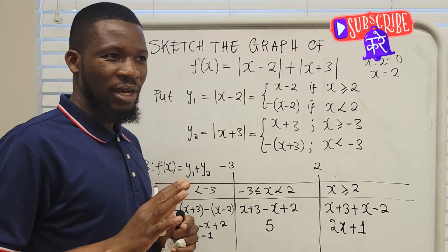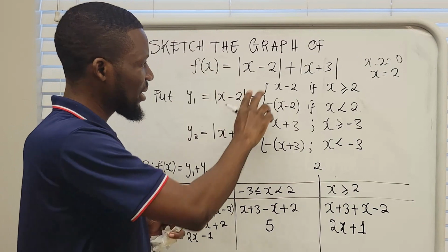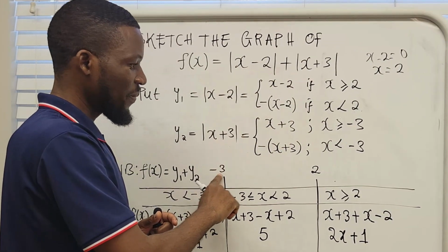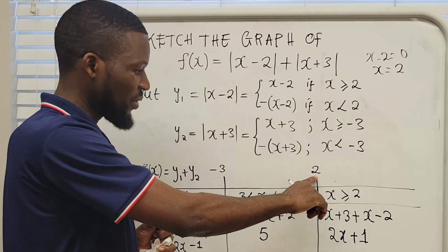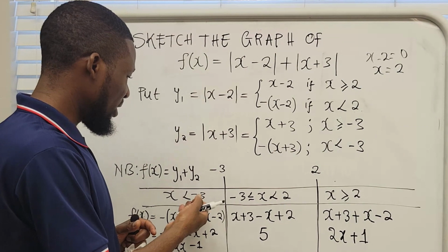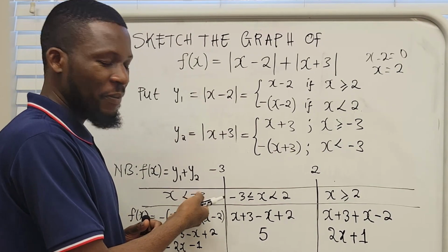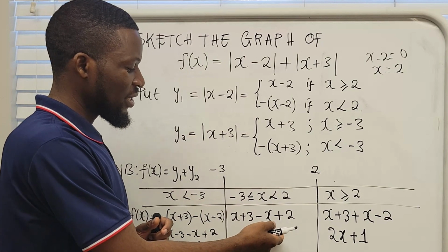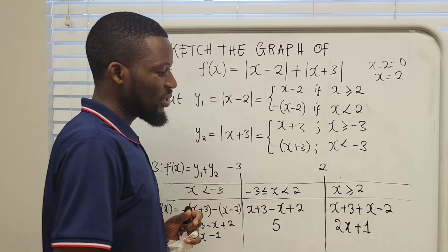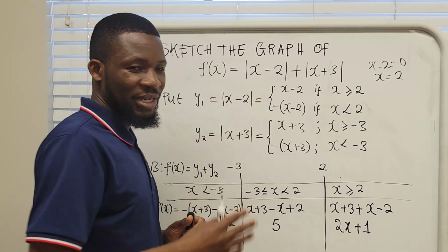Now this is how we are going to combine them. Remember the values that make each absolute value equal to 0: one is negative 3 and the other one is positive 2. So we are going to have three regions. The first region is the set of values that are less than negative 3. The second region is the set of values that are between negative 3 and 2. The third region is defined for values greater than or equal to 2.